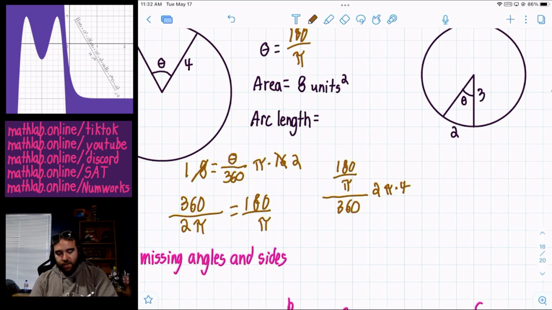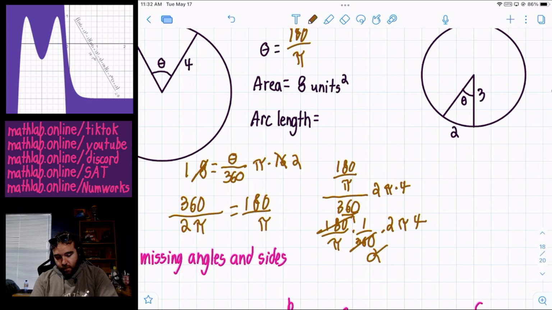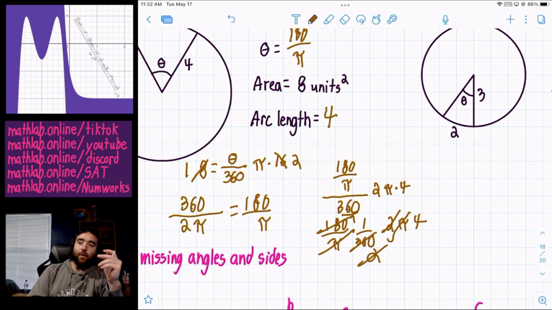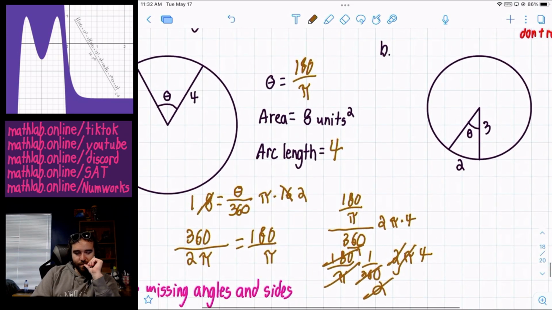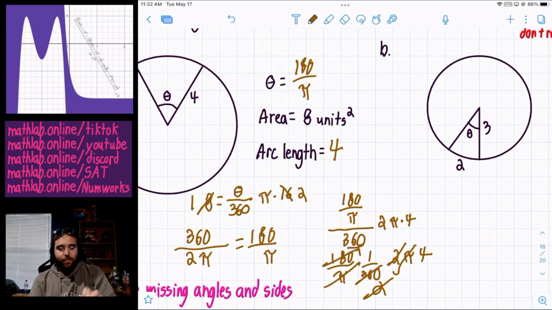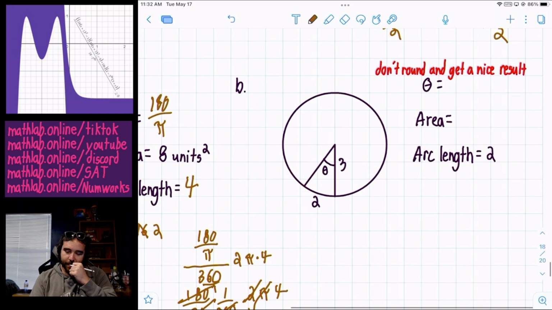Okay, so we'll keep change flip, 180 over pi times 1 over 360 times 2 pi 4. See, that cancels and leaves a 2. That cancels that. That cancels that. So it's 4. Huh. That was a fun problem. Let's do it again.